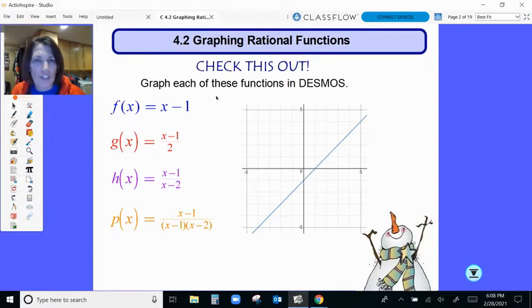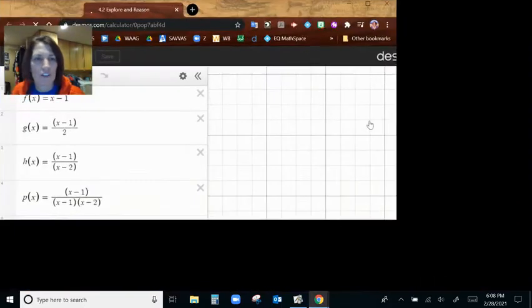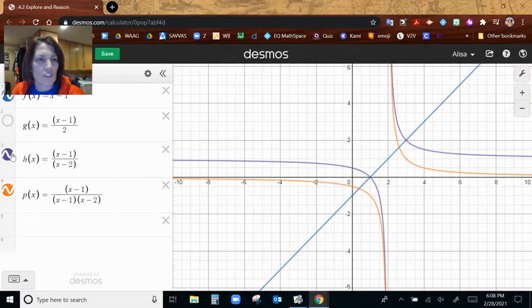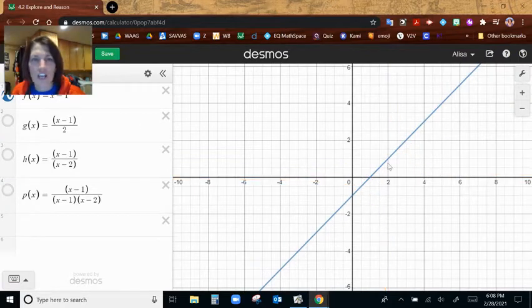Okay, so first of all, I just want to check this out here. I'm going to graph each of these in Desmos. So I'm going to open up Desmos here and bring it over and look at some of the graphs of these functions and see what they look like. Let's look at this first graph here. It's just a line, f of x equals x minus 1, a straight up line.